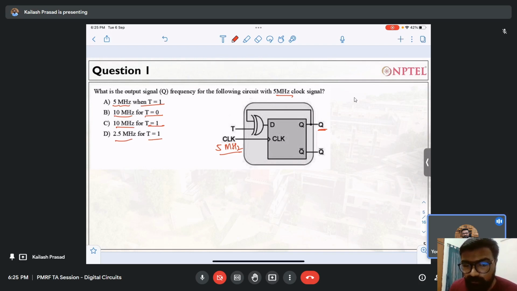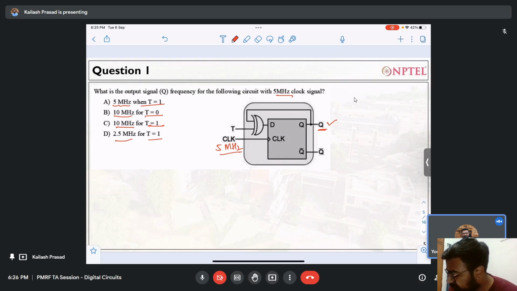Anybody wants to answer? What will be the answer here? The question is at what T value the frequency of Q will be what? So let me solve this question for you.